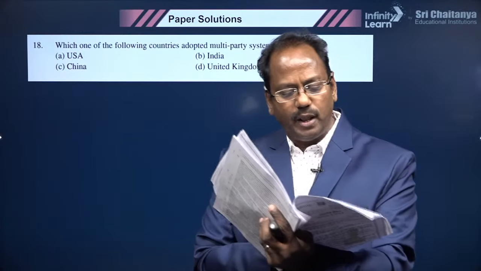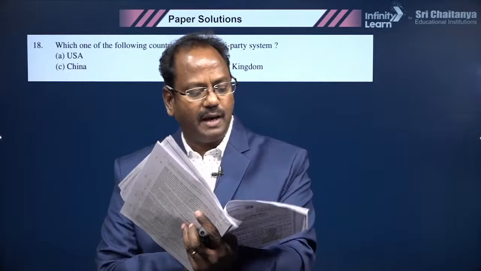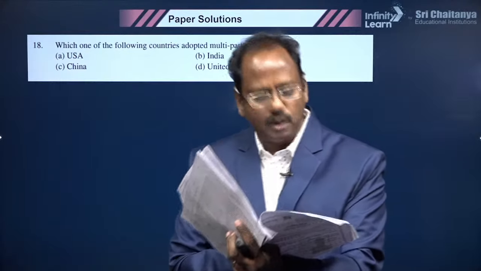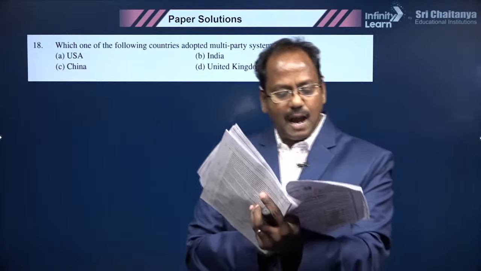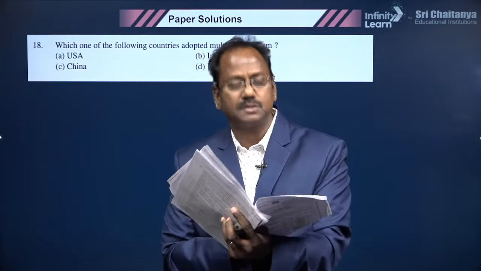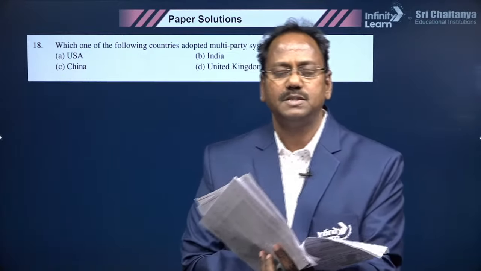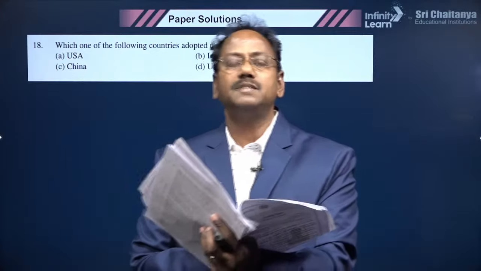And which one of the following soils develops in an area with high temperature? The same question about soils and two spells of heavy rainfall and high temperature. The answer is D, laterite soils. So set 3, question number 6, answer is D.